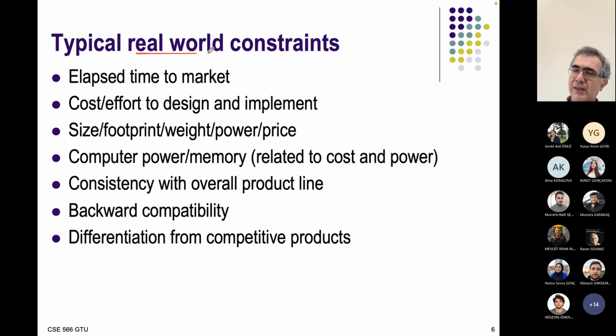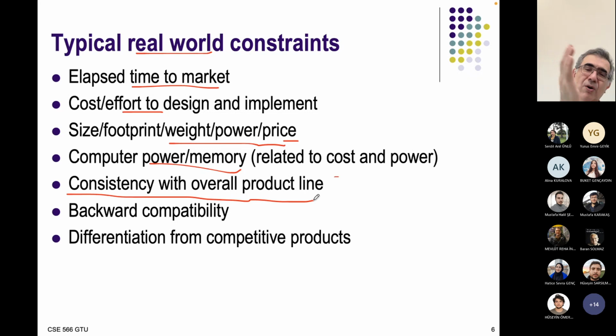Additional real-world constraints are time pressure, cost, developer time, size, power in terms of electricity and CPU, price, computer power, and memory, related to cost. And when you have a product already, it has to carry on the old features, to keep consistency with the product line. Similarly, backward compatibility, and also having different properties so that it will not look like a competitor. You have to provide new features. You have to change it a little bit so that it will behave differently. People will believe that it's better.